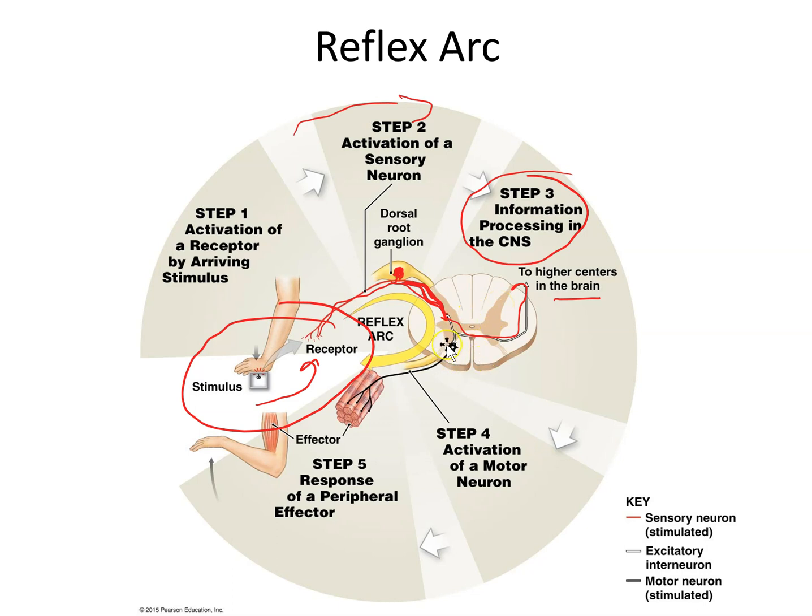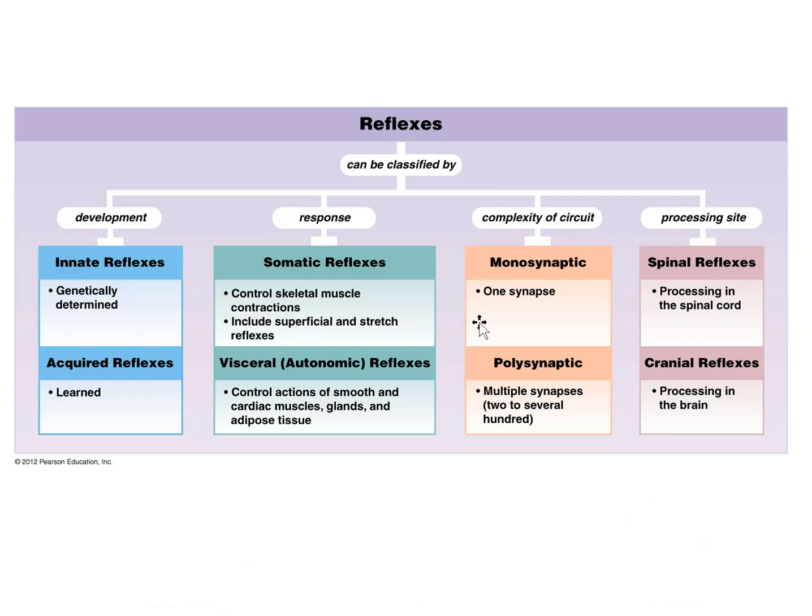Now, when we have the motor neuron carrying information away, that neuron gets activated and that takes it out to the effector. Now, the effector, the ones we'll look at, will be mainly muscles that are responding, but you can have glands. There's all sorts of things that are effectors. So when we're looking at reflexes, we have different ways that they're classified. So the classification is by development, site of processing, nature of the response, how complex they are, and which side of the body.